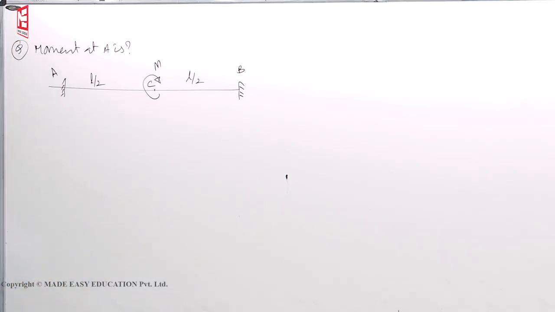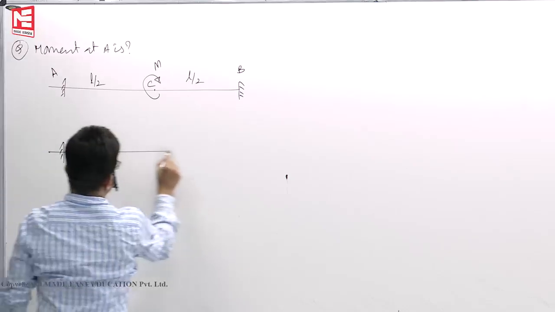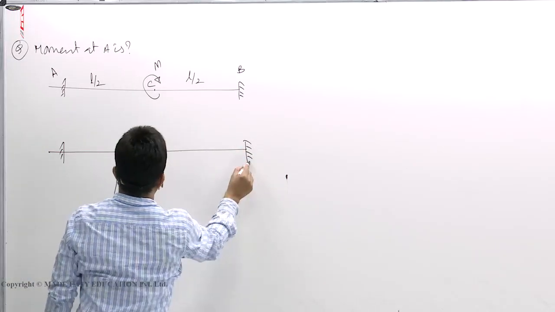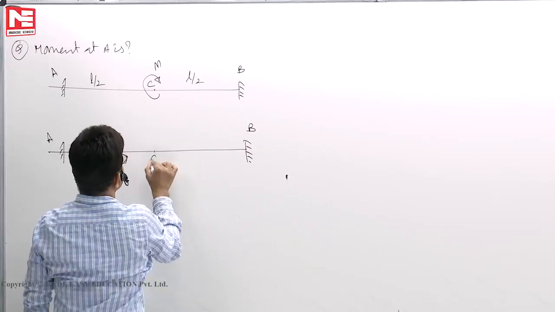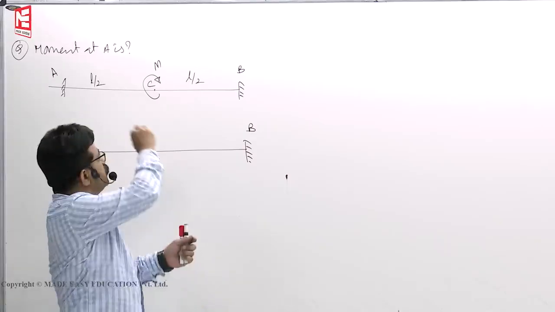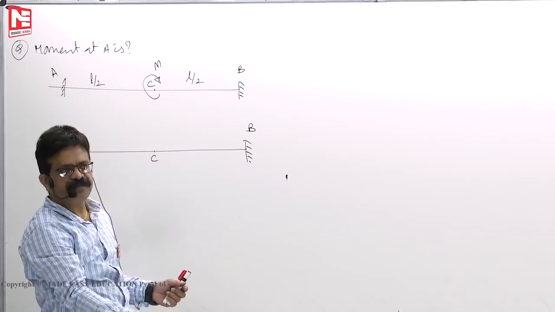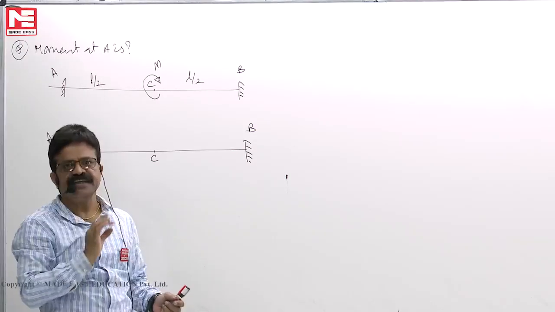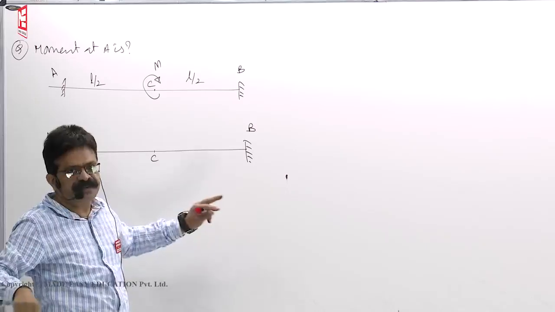Okay. Now, how to finish off this problem? Same thing. This point say A, B, C. We solved earlier one problem. AC horizontal, BC vertical. Then when you apply moment, both shared equally. M by 2, M by 2. Then carryover moment is half of that.